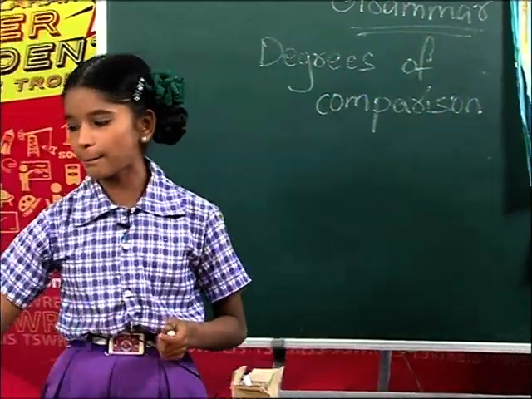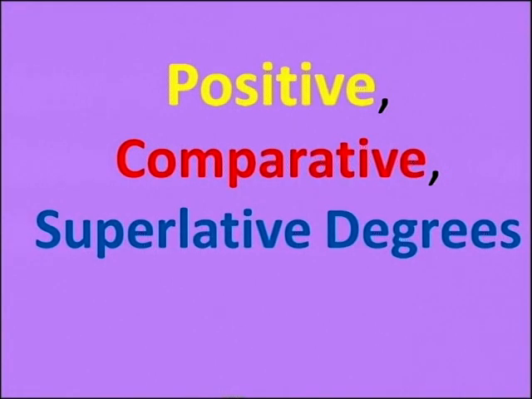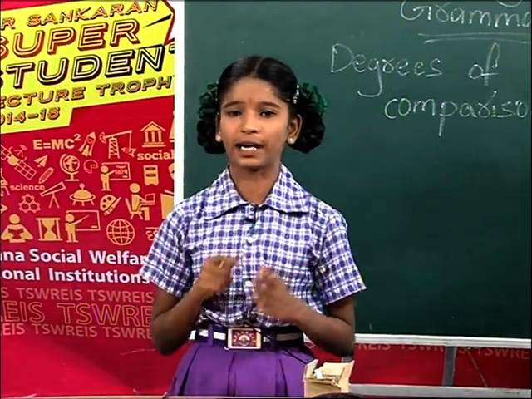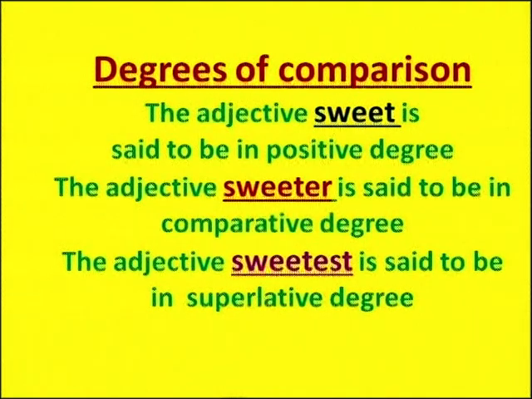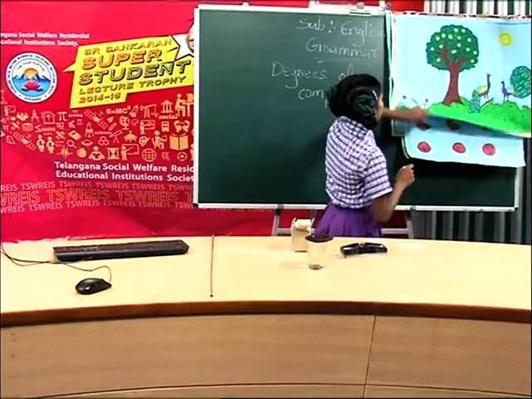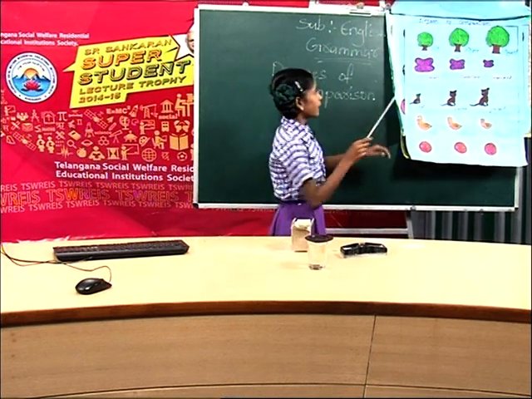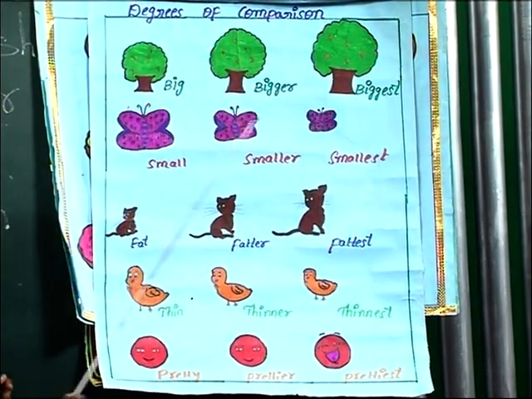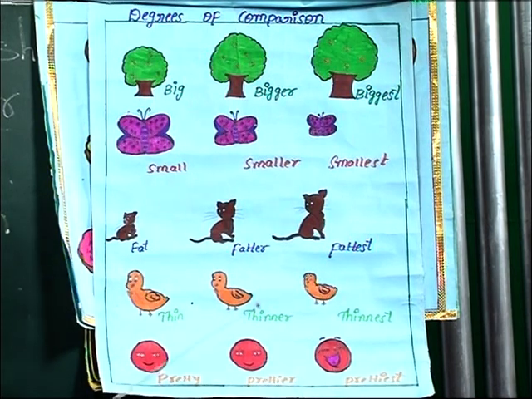Now, in degrees of comparison, there are three types. They are positive degree, comparative degree and superlative degree. Positive degree denotes the mere existence of quality. The comparative degree is used to compare two persons or things having the same quality. The superlative degree is used when more than two persons or things are compared. It is the single one from all the rest. Now, the adjective sweet is said to be in positive degree, the adjective sweeter is said to be in comparative degree, the adjective sweetest is said to be in superlative degree. Now, I will show you some degrees of comparison. See here: big, bigger, biggest, small, smaller, smallest, fat, fatter, fattest, thin, thinner, thinnest, pretty, prettier, prettiest.